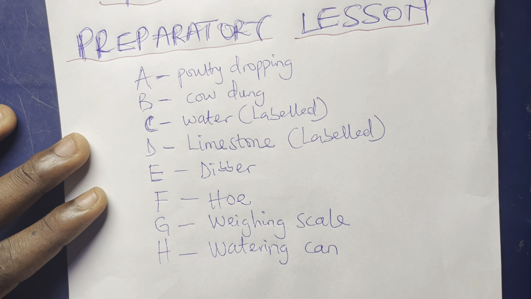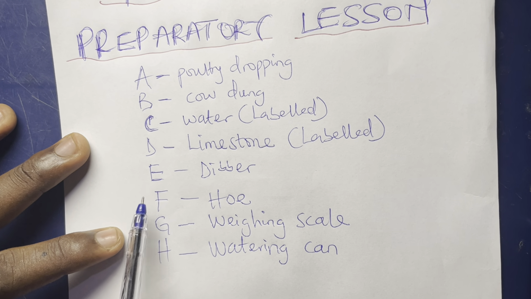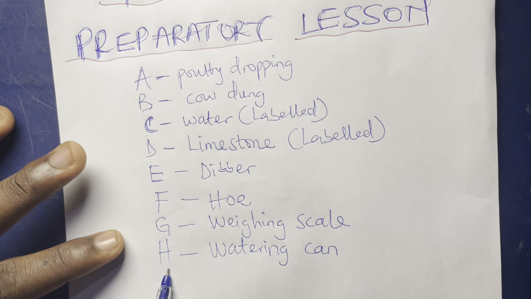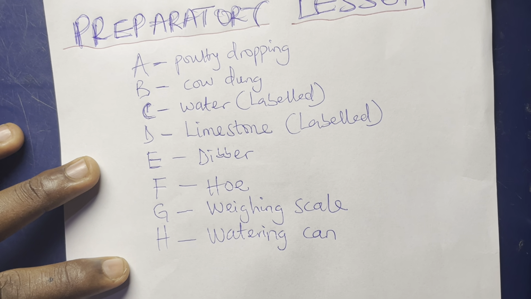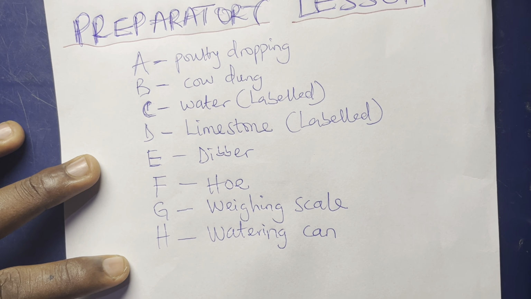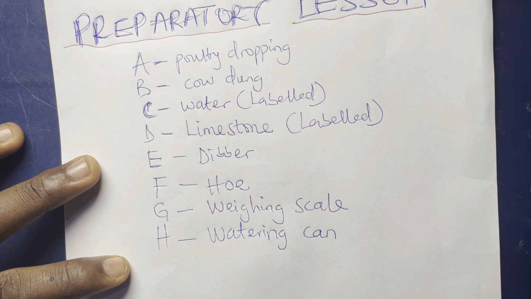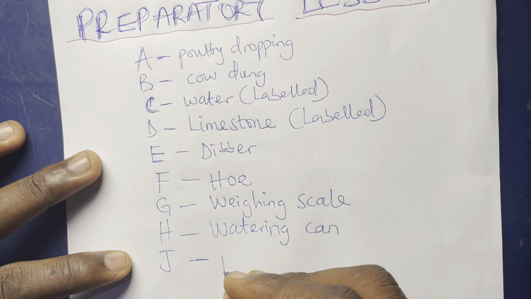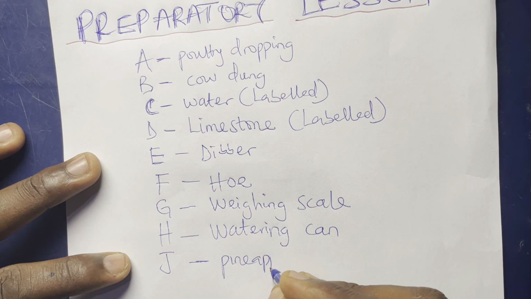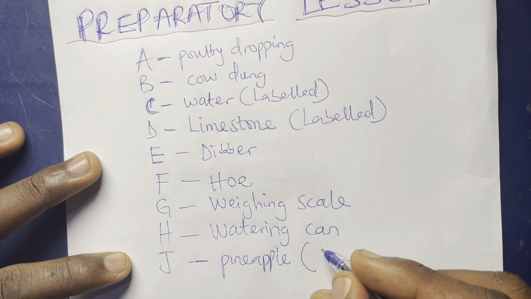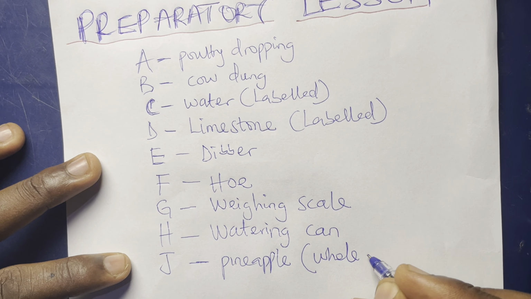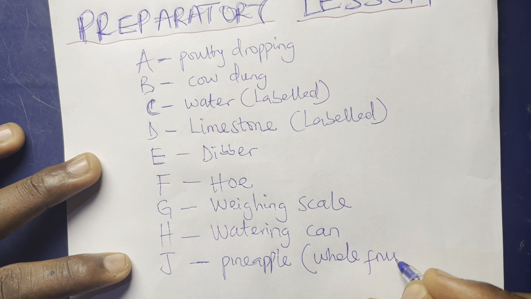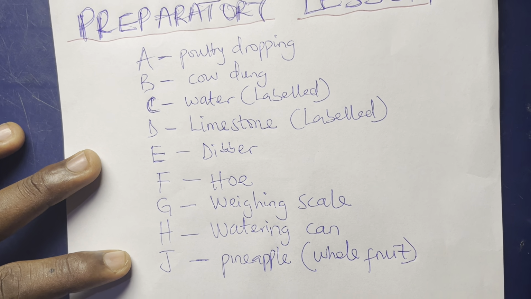Remember that after E, F, G, H, the next one is I, right? So I was omitted. Take note. Specimen I was omitted. The next one they jumped to was J. Specimen J is pineapple. That's a fruit, and it is the whole fruit, not just a peel.